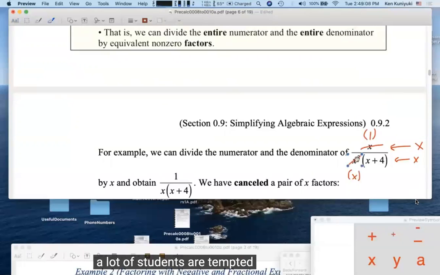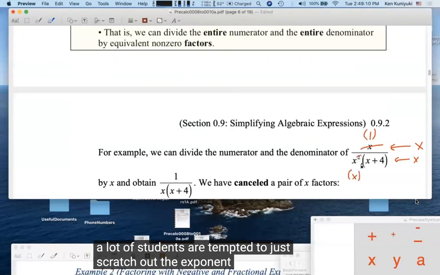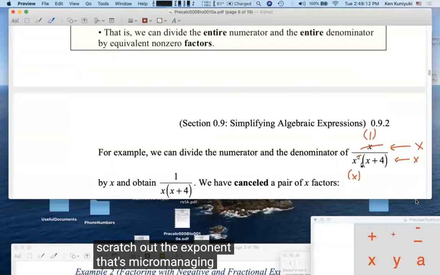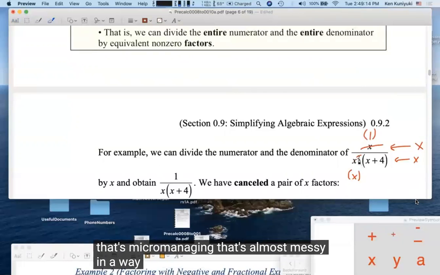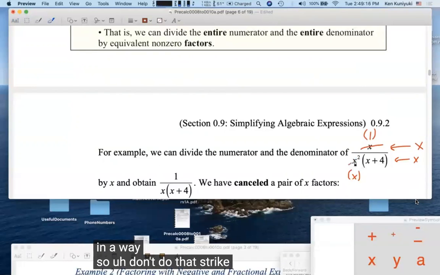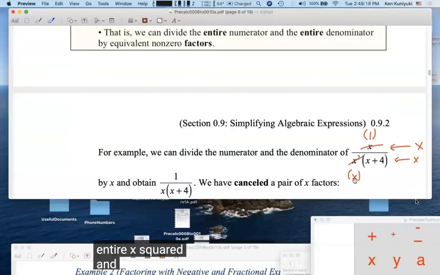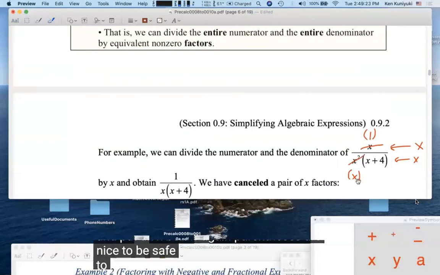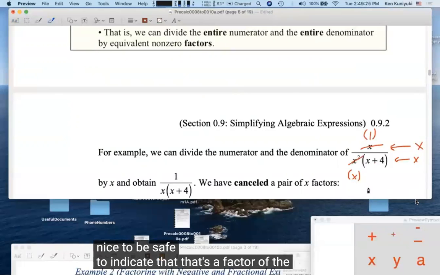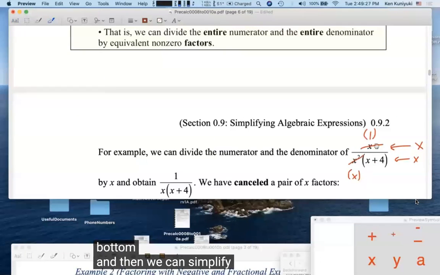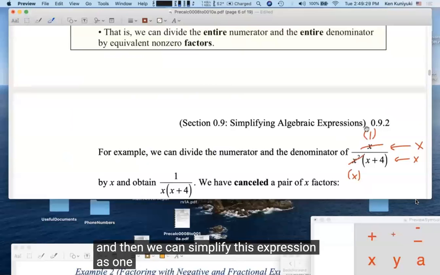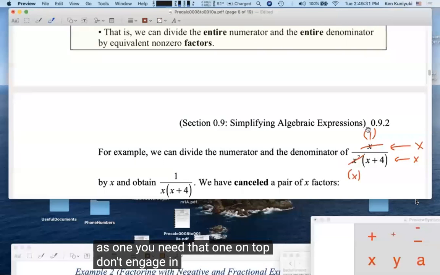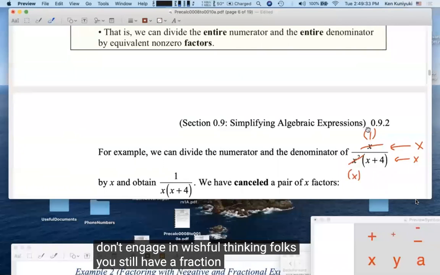A lot of students are tempted to just scratch out the exponent. That's micromanaging. That's almost messy in a way. So don't do that. Strike out the entire x squared and put an x below. Again, parentheses are nice to be safe, to indicate that that's a factor of the bottom. And then we can simplify this expression as 1, you need that 1 on top. Don't engage in wishful thinking, folks. You still have a fraction, okay?